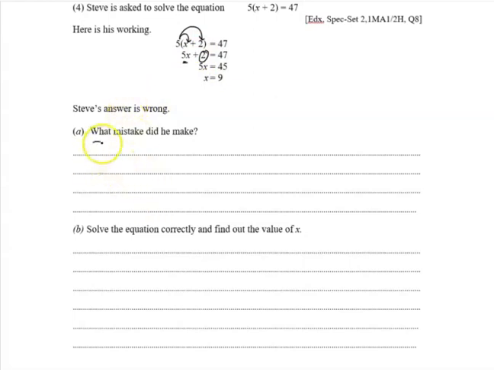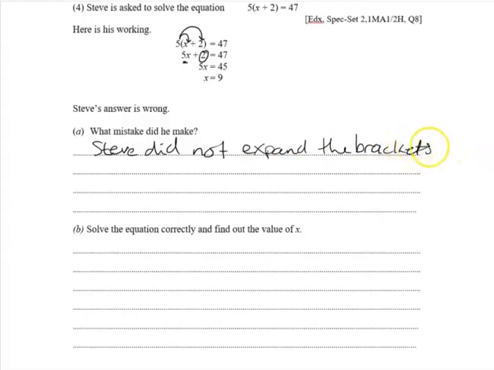So Steve did not expand the brackets correctly, as 5 multiplied by 2 equals 10.